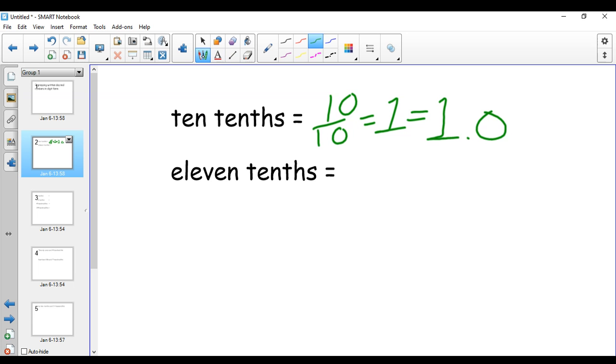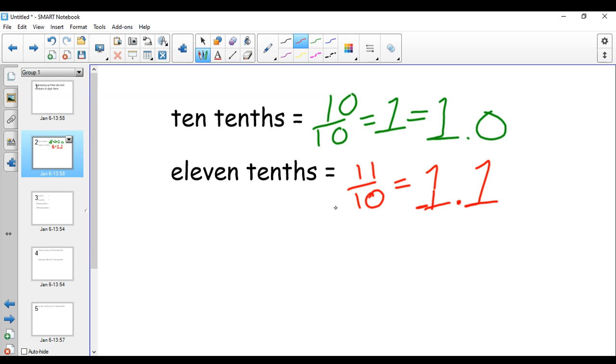Now underneath that I've got 11 tenths. I'm just going to change my colours here to avoid any confusion. Go with red. Now 11 tenths, that's more than the whole. So we'd have one whole unit, and the extra tenth. So 11 tenths is actually 1.1.